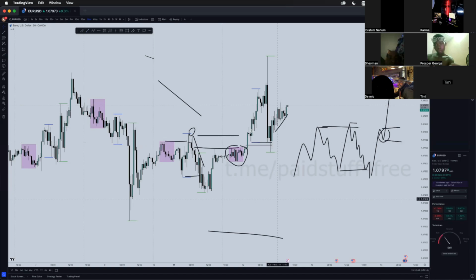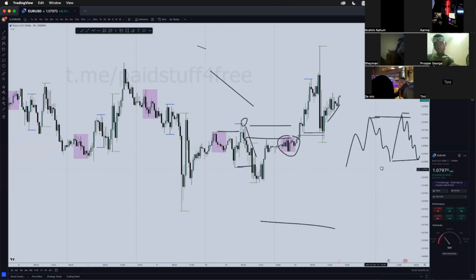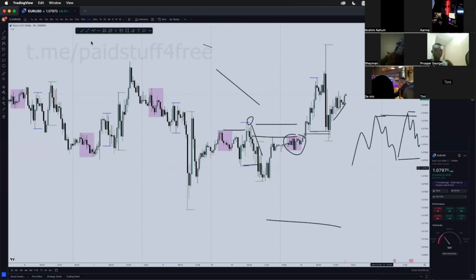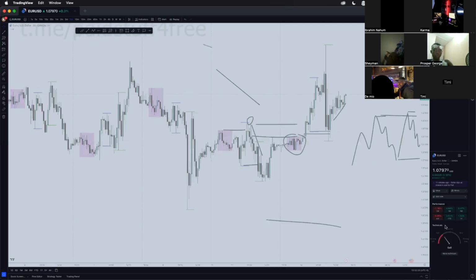Now, after seeing this break of structure and pullback, incomplete pullback, now let's investigate the base itself. So now, investigating the base, let's go to 5 minutes. You will see exactly what I'm talking about.